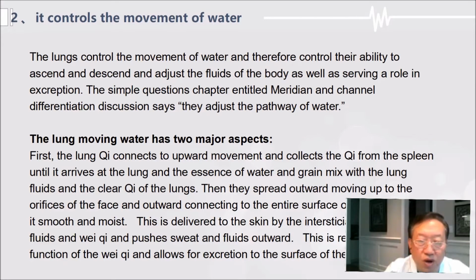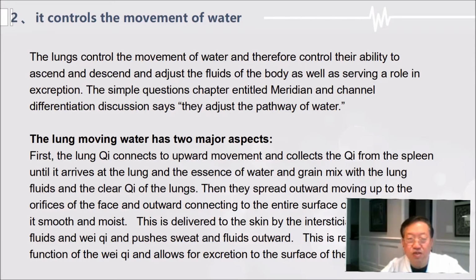The lung moving water has two major aspects. First, the lung qi connects to upward movement and collects the qi from the spleen until it arrives at the lung, and the essence of water and grain mix with the lung fluids and clear qi of the lungs. Then they spread outward, moving up to the orifices of the face, out and outward, connecting to the entire surface of the skin, making it smooth and moist.